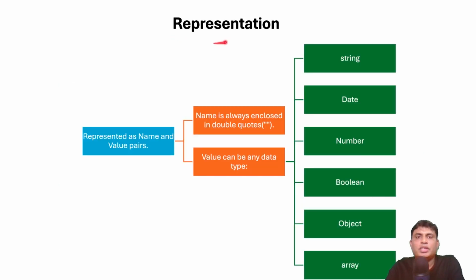How to represent JSON? It is represented as name and value pairs. The name is always enclosed in double quotes. The value can be any of the data types mentioned here: string, date, number, boolean, object and array. We will see this in the example.